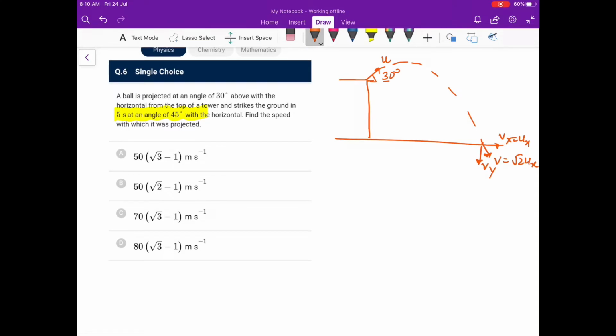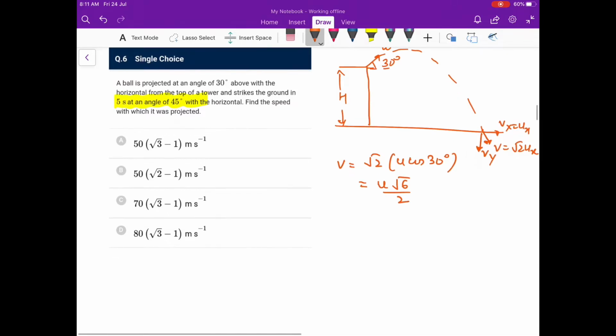And plus the time taken to cover this is 5 seconds. Height is not given, no issues. So first of all, what I can write, so final velocity would be root 2 times Ux, and Ux is u cos 30. U cos 30 means cos 30 is root 3 by 2, so this becomes u root 6 by 2, like this.